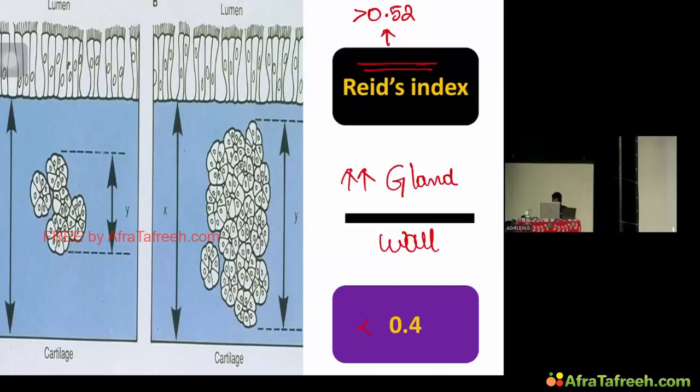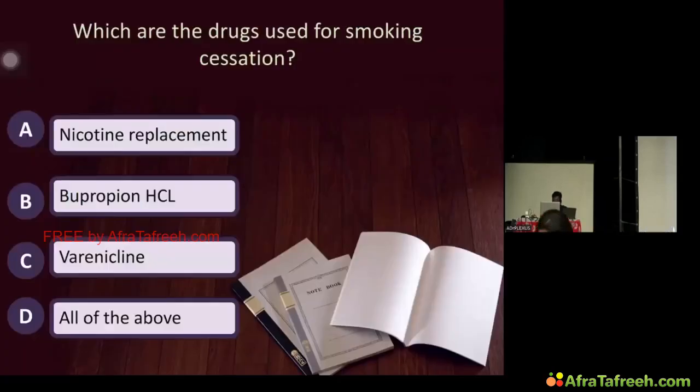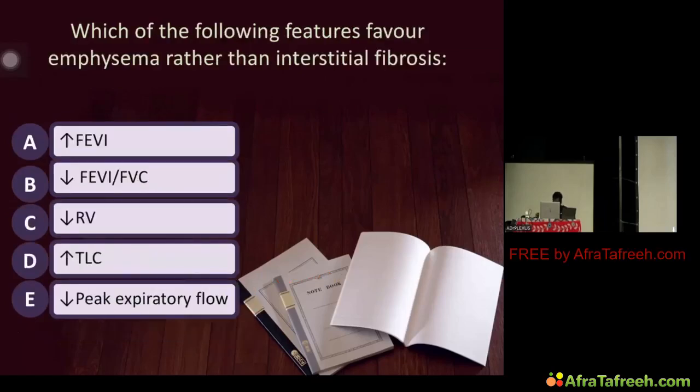Now coming to the next question, which are the drugs used for smoking cessation? All of the above. Okay, which of the following features favor emphysema rather than interstitial fibrosis?